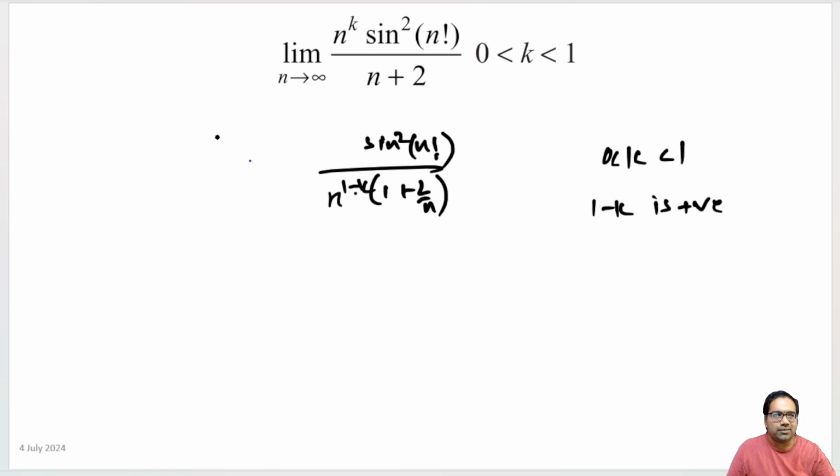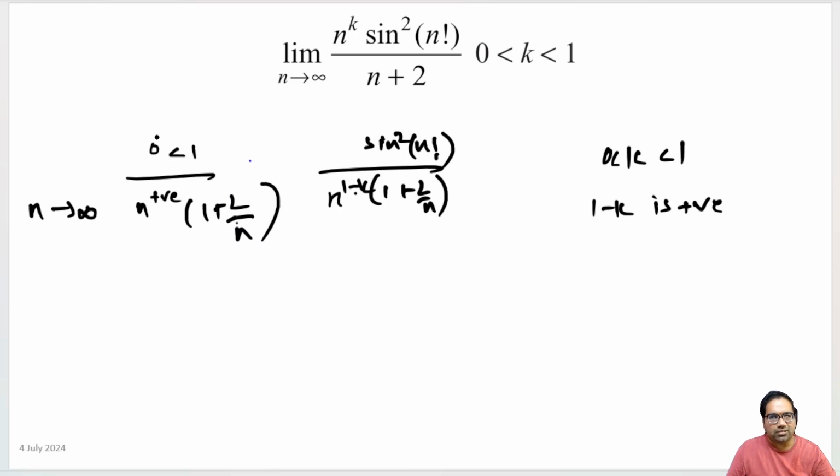And the sine square is always lying between 0 and 1. And here we have n power some positive number, into 1 plus 2 by n. When n is tending to infinity, the numerator is always lying between 0 and 1. And what is happening to the denominator? This part is tending to 0, so we will be left with only 1, and this part is tending to infinity.